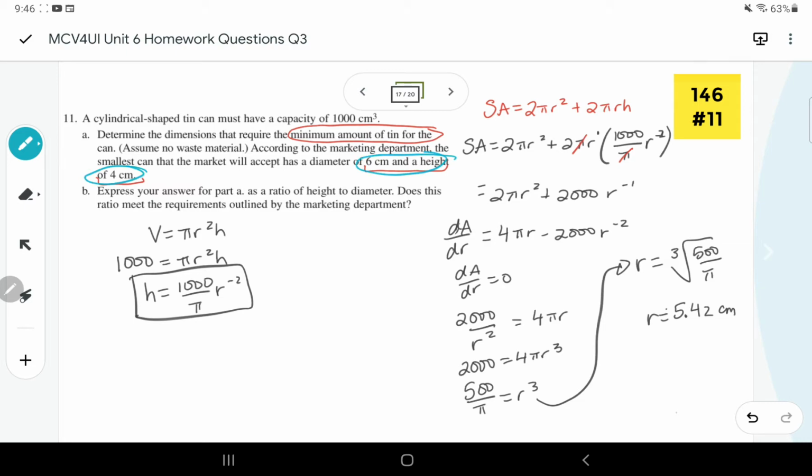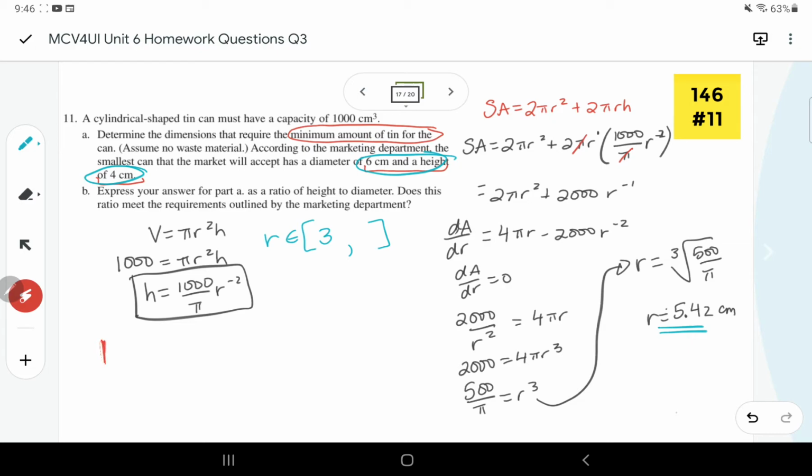Now, I am given information here about this relationship. I know that the smallest diameter is 6, but that's not what I'm actually measuring. I'm measuring a radius. So we have to adjust that and ask, what are my restrictions on my radius? The smallest radius would be 3 if the smallest diameter is 6. And what would the biggest radius be? We could figure out what the biggest radius would be by putting in a height of 4.